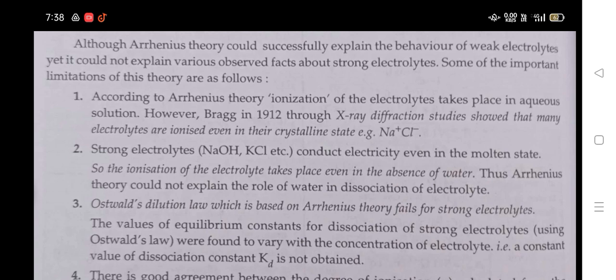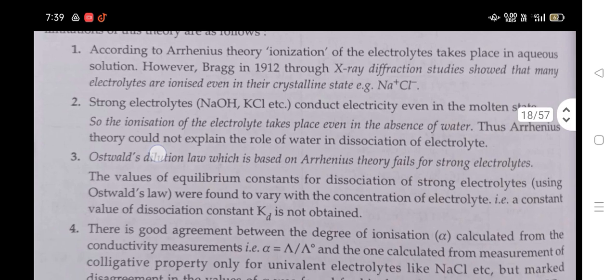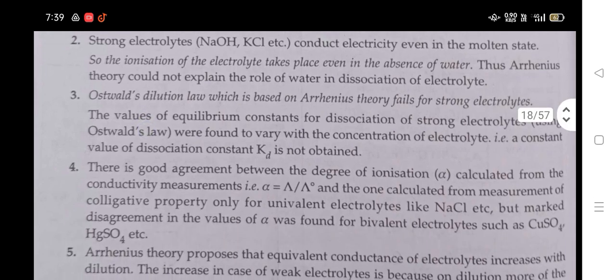Third, Ostwald dilution law, which is based on Arrhenius theory, fails for strong electrolytes. The values of the equilibrium constant for dissociation of strong electrolytes were found to vary with the concentration of the electrolyte. Thus a constant value of the dissociation constant Kd is not obtained.